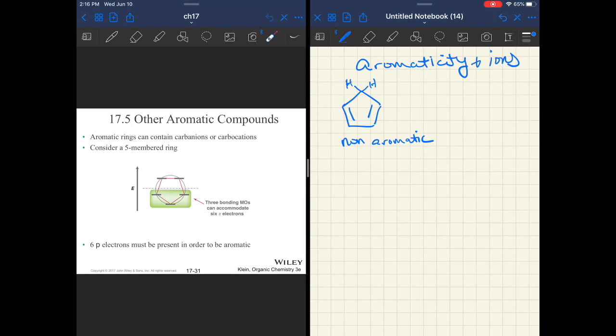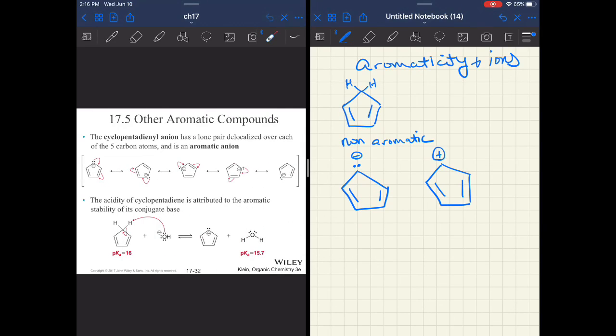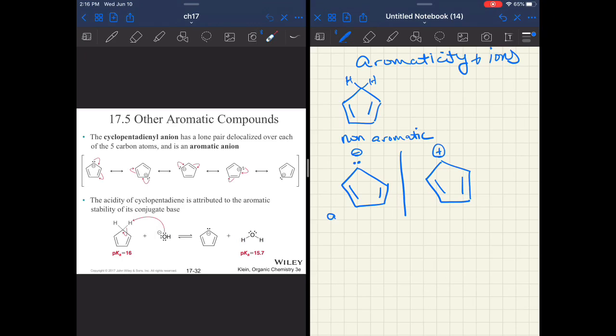However, what about if we consider the cyclopentadienyl anion and the cyclopentadienyl cation? Well, first of all, let's start here. This is aromatic, and I want to explain why. You would expect this to be more stable because of the resonance, but this winds up being more stable than resonance can even explain.